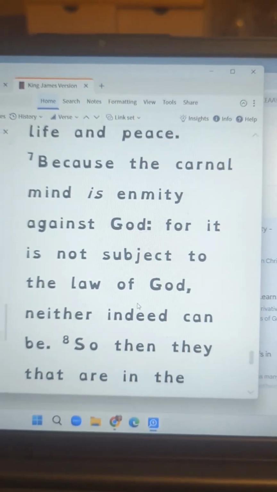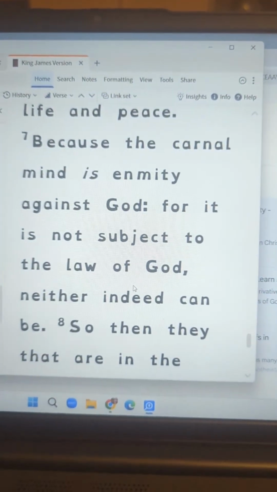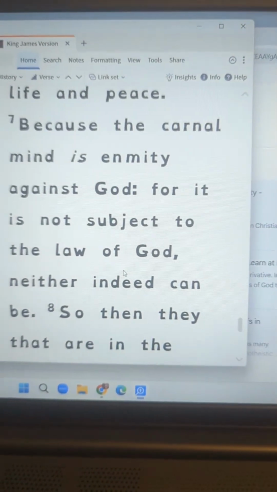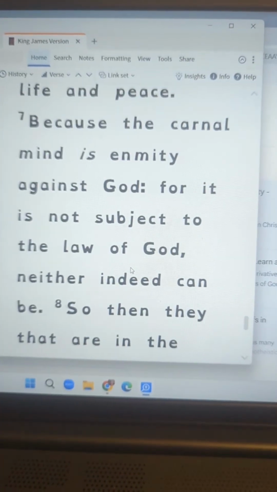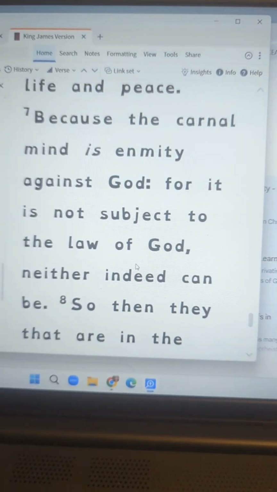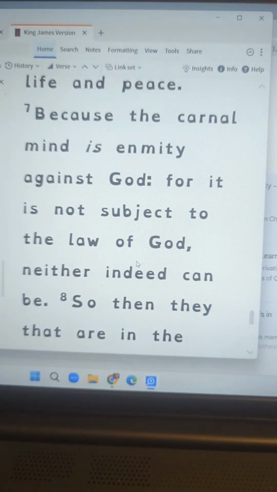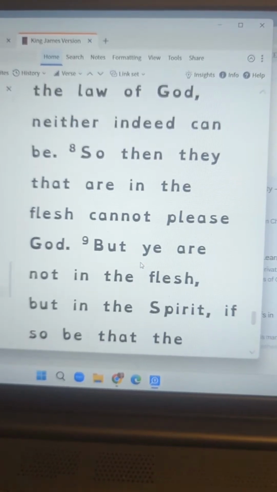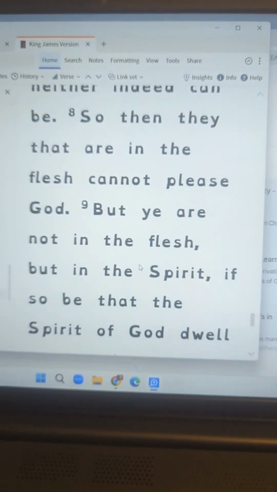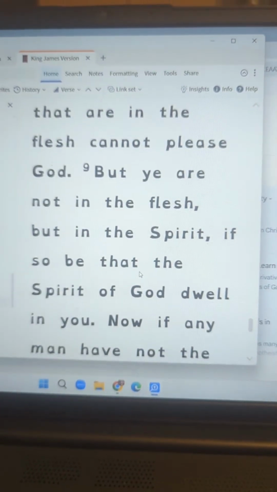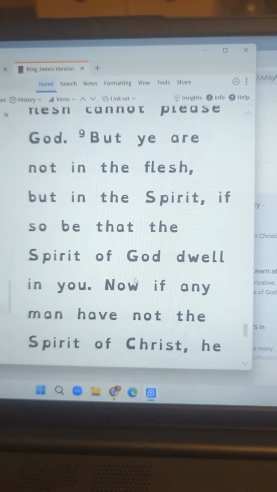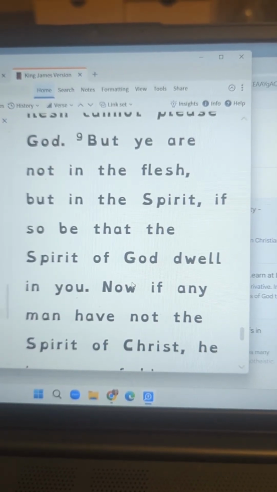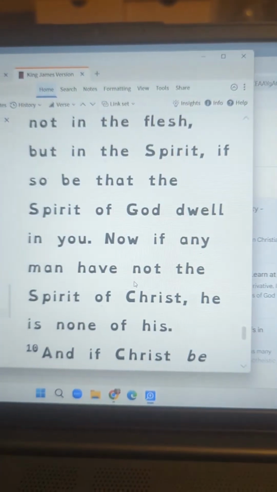But the carnal mind is enmity against God. For it is not subject to the law of God, neither indeed can be. So then, they that are in the flesh cannot please God. But ye are not in the flesh, but in the Spirit, if so be that the Spirit of God dwells in you, right?